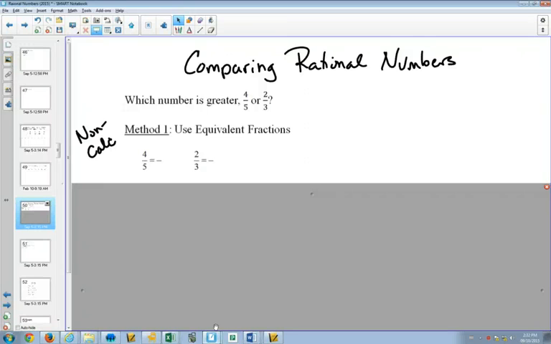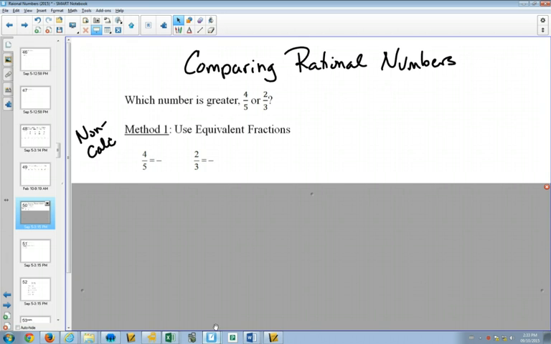So here we'll make a little video for this, in case you want to look at this later, comparing rational numbers. If you want to find out which number is bigger, and you've got 4/5 or 2/3, you can just imagine it. Imagine you break up a chocolate bar into 5 equal pieces and you have 4 of them, or you break up a chocolate bar into 3 equal pieces and you have 2 of them. Which one do you think is bigger?